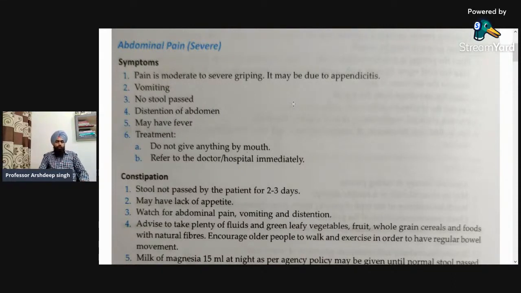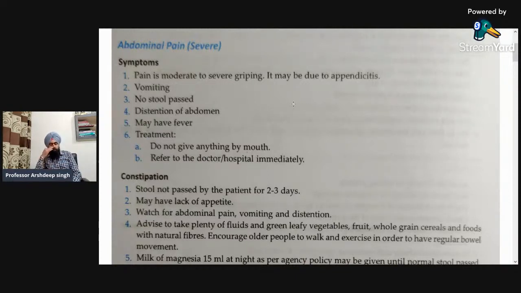It includes, first of all, the various symptoms. First, the pain is moderate to severe gripping, and it may be due to appendicitis. There can be a condition of appendicitis, that is, the appendix may be painful, so this pain may be related to appendicitis. Second sign would be vomiting. And third one is no stool pass.